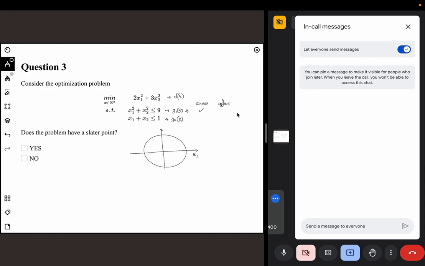let's say this is my x1, this is my x2, and this is the first one. Let me just draw the final one. So x1 square plus x2 square less than or equal to 9 will be a circle with radius 3, and x1 plus x2 less than or equal to 1 will be a line, something like this. This is my g1, and both the constraints have to be satisfied. So it will be something like this. This is my feasible region.